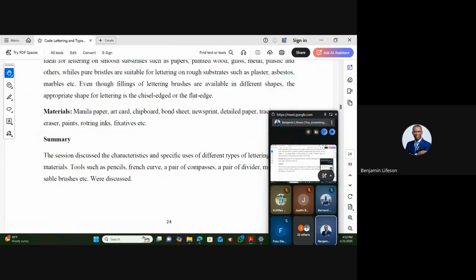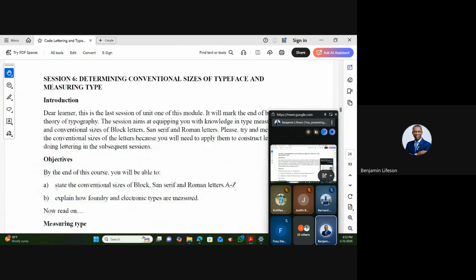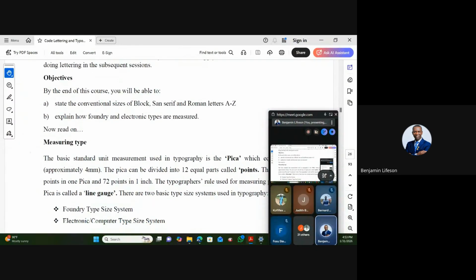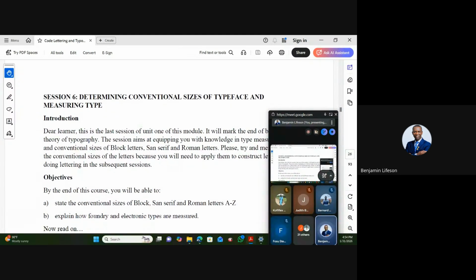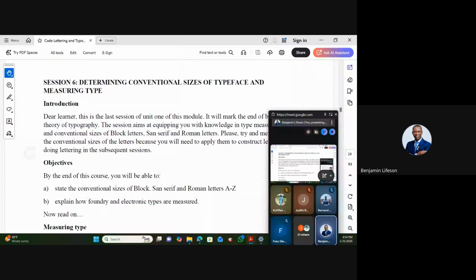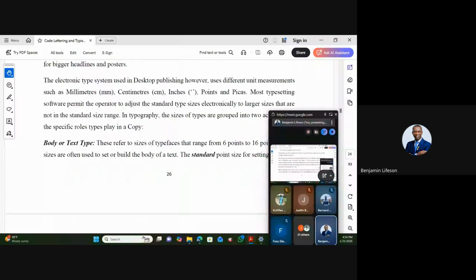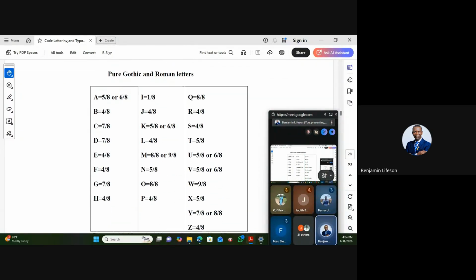All right. So we are done with section 5 of unit 1. Then let's go to section 6: measuring conventional sizes of typeface and measuring types. That's what we want to look at. We are going to look at sizes.